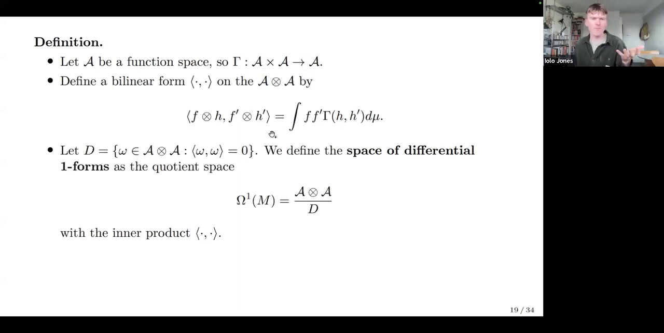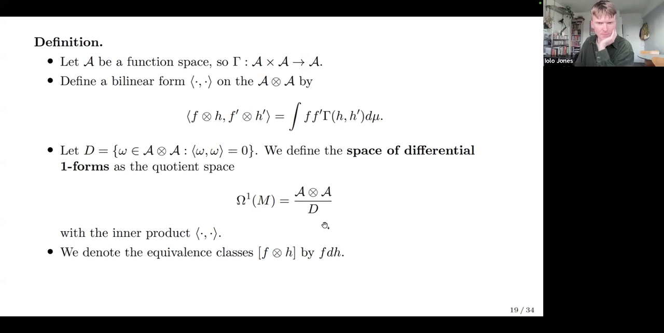To make it positive definite, we're basically just going to quotient the space by the kernel. So if we make D be the subspace of tensor pairs that have zero norm, we can define the space of differential one forms to be this quotient. So we're going to quotient the tensor pairs by D, and the bilinear form now descends to an inner product, and now we basically have one forms in a more general case. And to signal that we've got there, we're going to denote the equivalence classes by f dh like this, and this is then the definition we have. And then something similar for k-forms that I'm not going to show here.